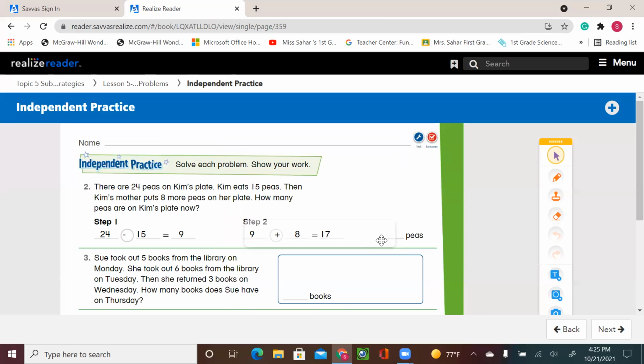So how many peas does she have now? 17. Total, 17. So now she has 17 peas left. All right. So I'll leave you with the rest of the activity. Have fun and enjoy it. Thank you.